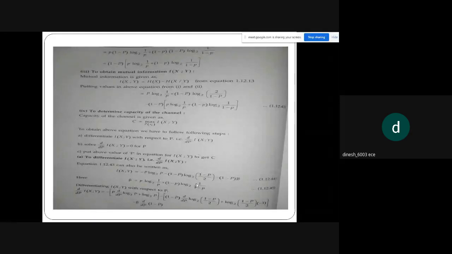So differentiate this, logarithmic p into p, you'll get this. For this, at last this is your equation. So differentiation of mutual information I(X;Y) with respect to p is equal to minus p into d by dp log to the base 2 p plus log to the base 2 p, minus (1 minus p) d by dp log to the base 2 (1 minus p)/2 plus log to the base 2 (1 minus p)/2 into minus 1, minus beta into d by dp (1 minus p).